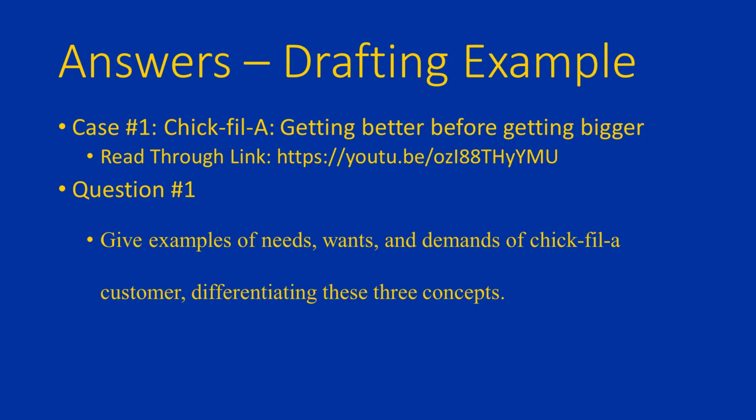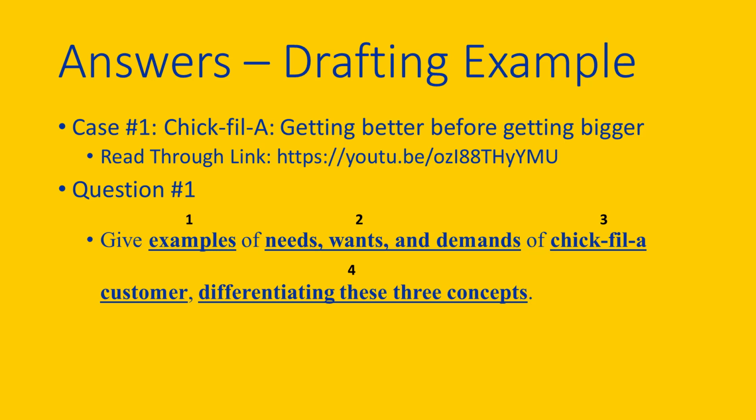We are now going to read and deconstruct the first question in this case. Give examples of needs, wants, and demands of Chick-fil-A customers, differentiating these three concepts. I'll pause the video here to see if you can correctly identify the core components of this question. You should have come up with 4 components: examples, needs, wants, and demands, Chick-fil-A customers, and differentiation.